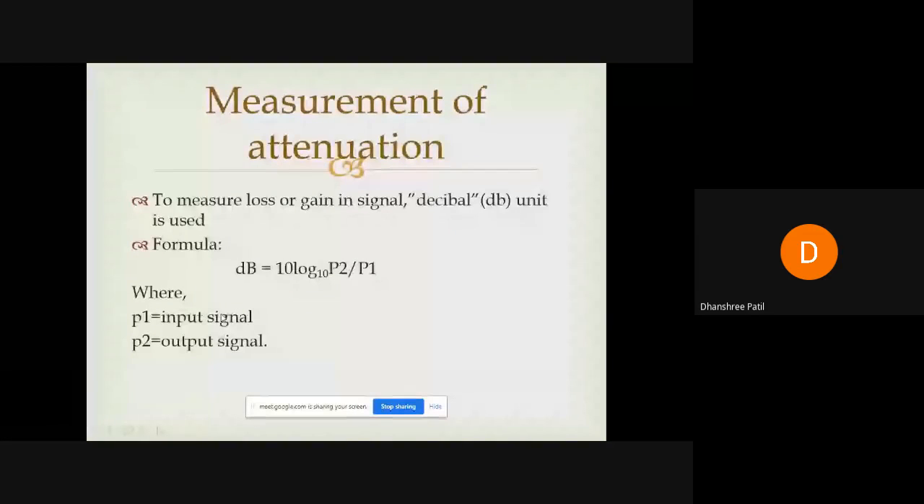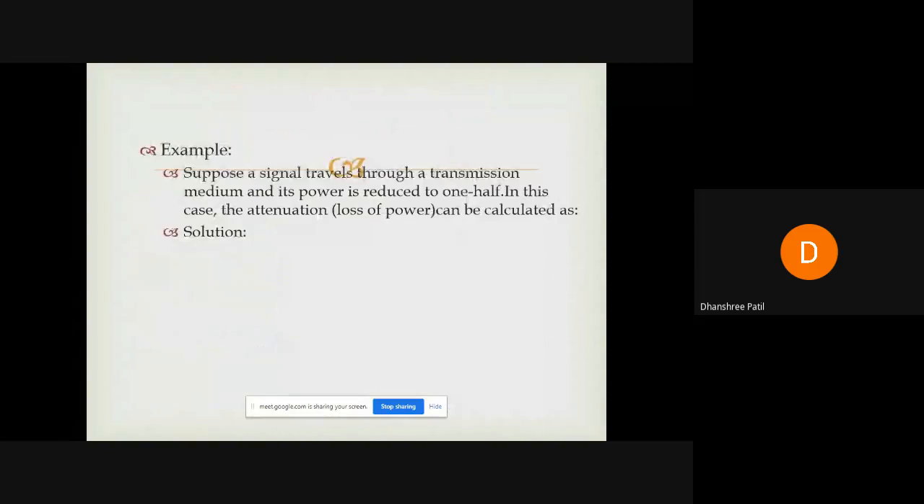Now let's see one example for this. Suppose a signal travels through a transmission medium and its power is reduced to one half. This means that whenever the signal reaches the destination, its power is one half of the original signal. In this case, what will be the loss of power? So this is the solution.